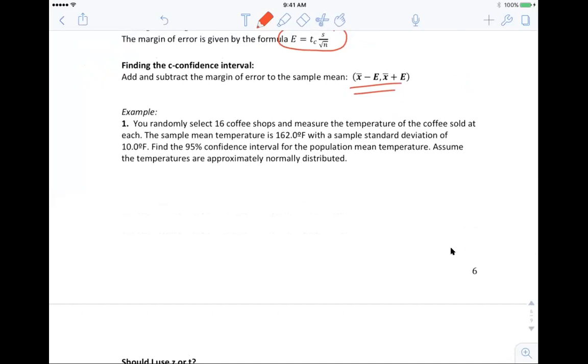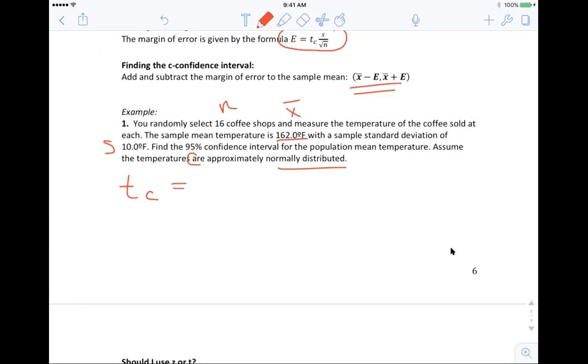Bottom of page 6. You randomly select 16. So there's your n. Right? The sample mean, x bar. Sample standard deviation, there's s. And then you have the c, confidence level 95%. And then assume the temperatures are normally distributed. That's good because n is only 16, so we need to have that fact. First step then, we've got to find that t_c.